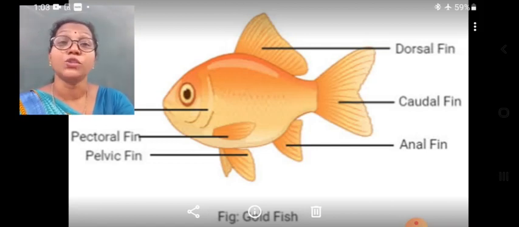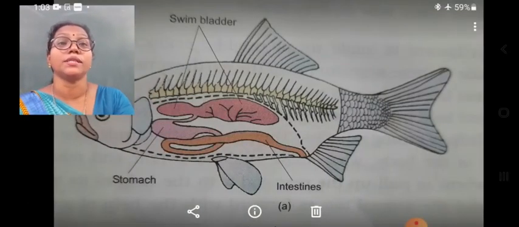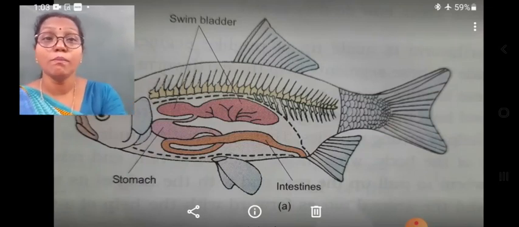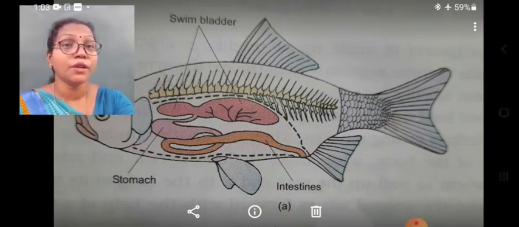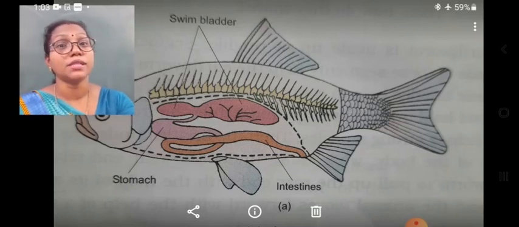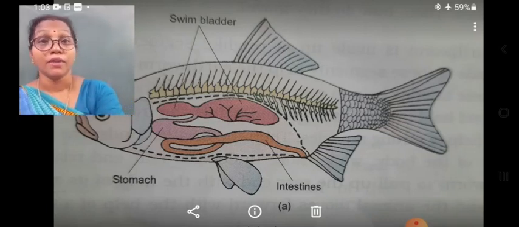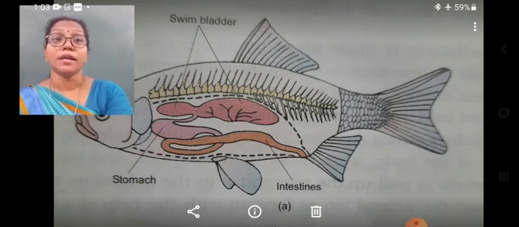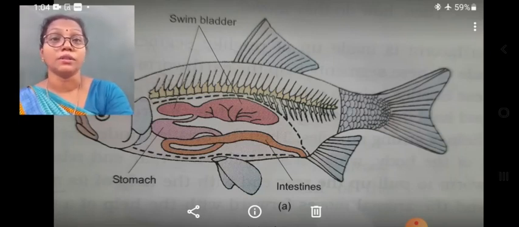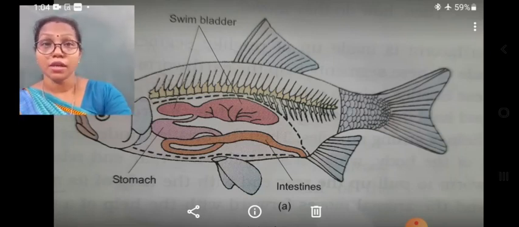Some fish have a swim bladder present in their bodies. Here you can see there is a swim bladder present in many of the fish. When the swim bladder is filled with air, the fish can come to the surface of the water. That means when air is filled in the swim bladder, it makes the fish float on the water. And when it comes to the middle of the water body, it releases some of the air, so it can remain in the middle of the water body.